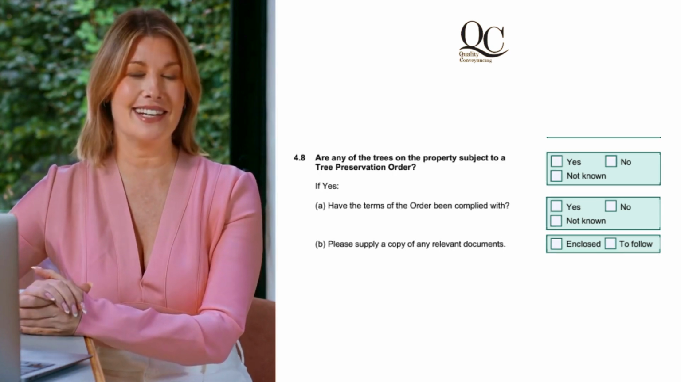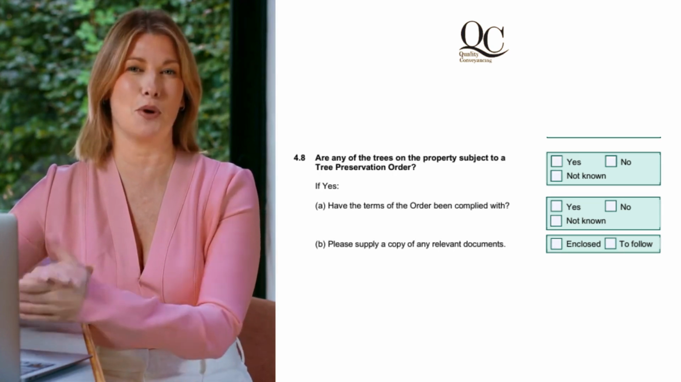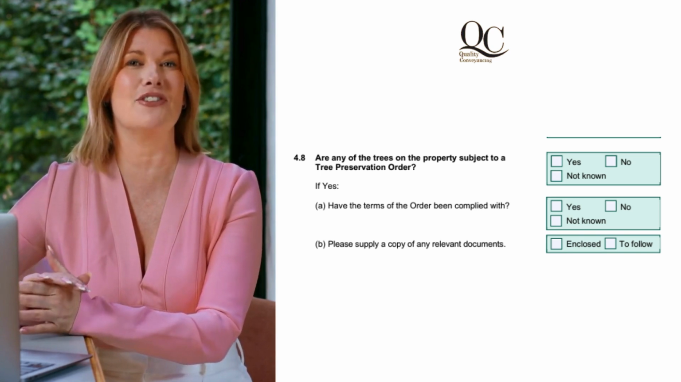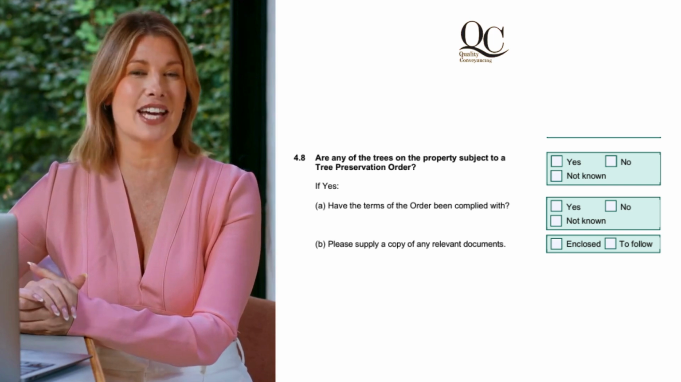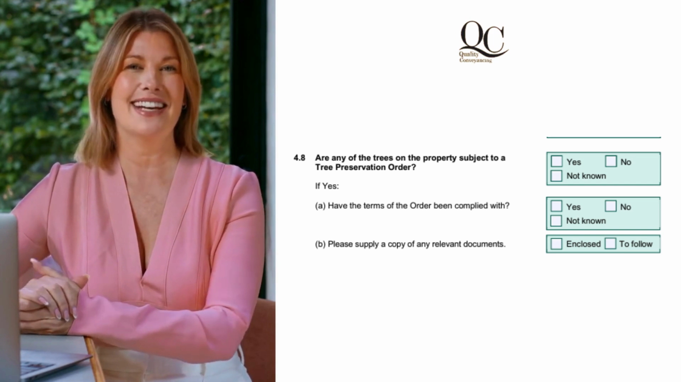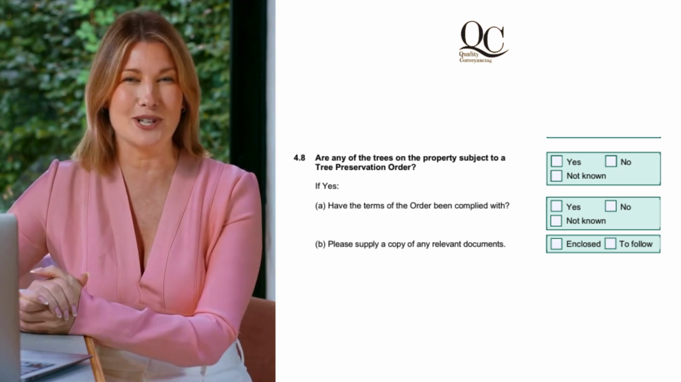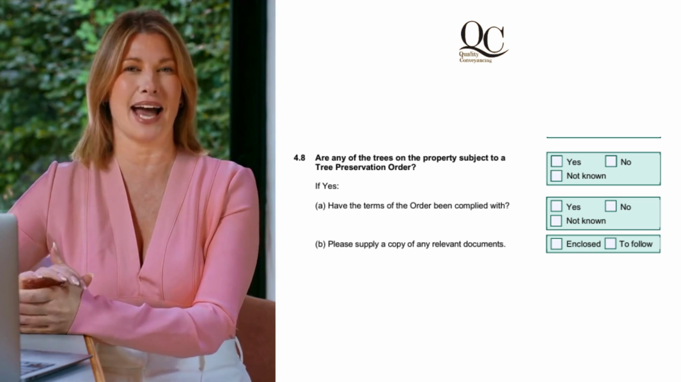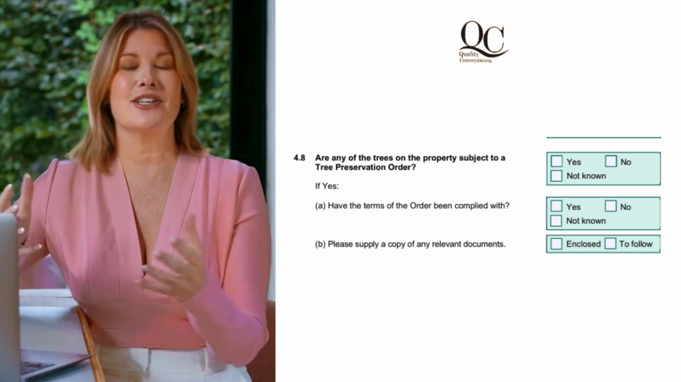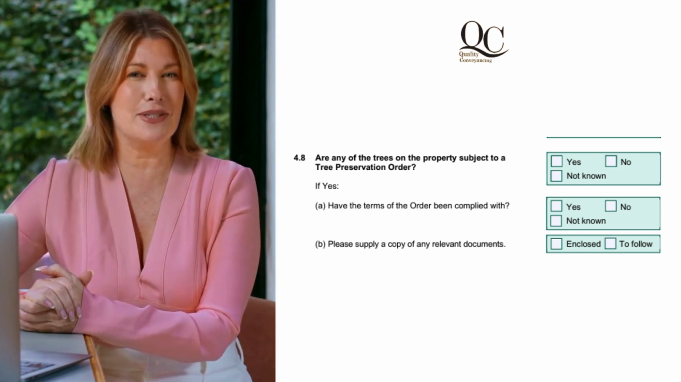Finally, you'll be asked whether any trees on the property are protected by a tree preservation order. If they are, confirm that you've complied with the order and attach any paperwork if you have it. Even if something feels minor, it's always better to disclose it now than risk delays later. And if you're unsure about any part of this section, your solicitor or the Quality Conveyancing support team is there to help.